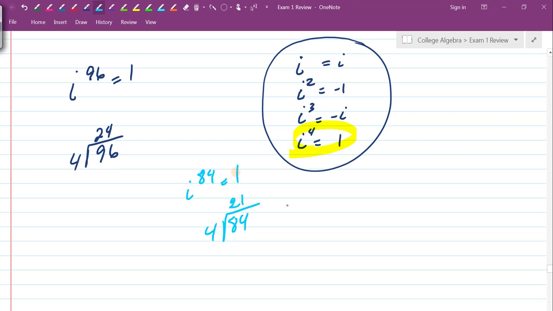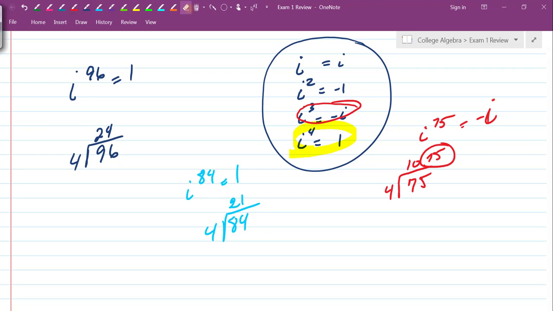What if I have i to the 75? Let's take 75, divide it by 4. So 75 divided by 4 is equal to 10.75. 10.75, that is 3/4. So when you see the 3, think i cubed. So that is going to be equal to -i. That's an i there, okay? So 10.75 would be i cubed.